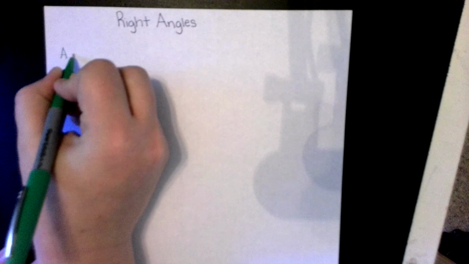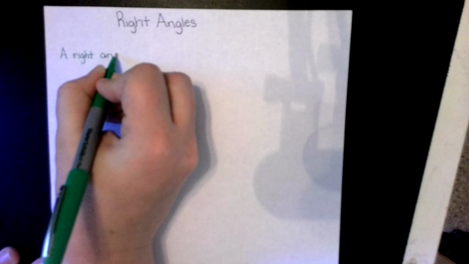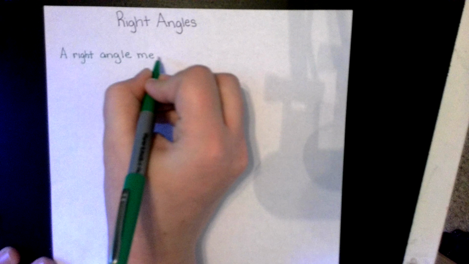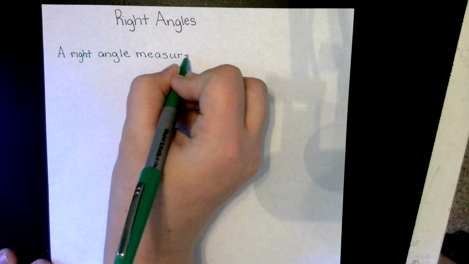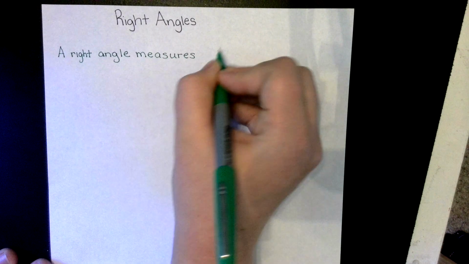Okay. All right, so we're going to be looking at right angles. In your definition that I just showed you, and we're going to write it again because the more we write something, the more it sticks in our brain. A right angle measures 90 degrees.